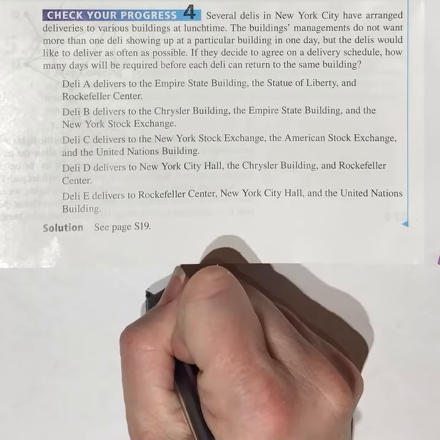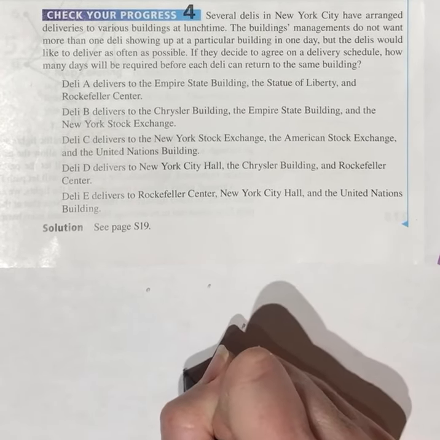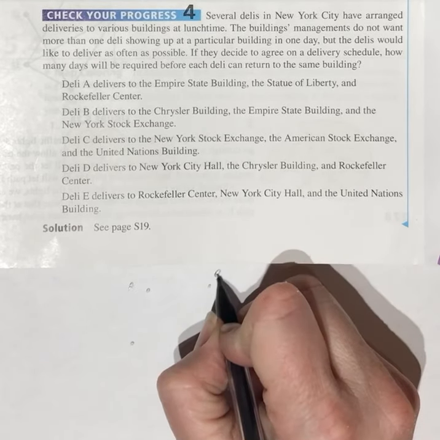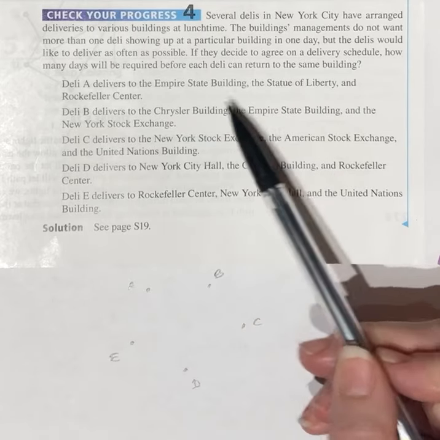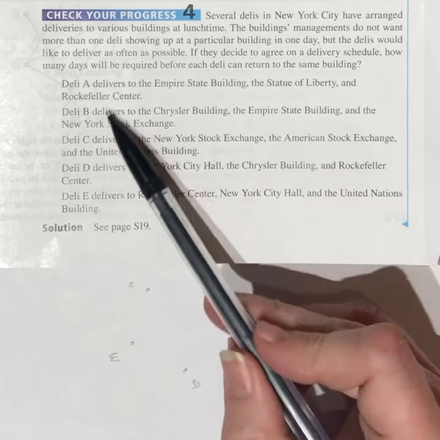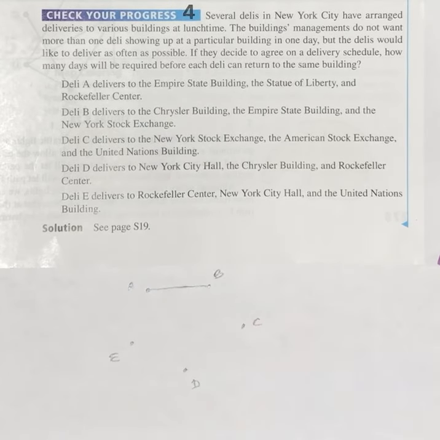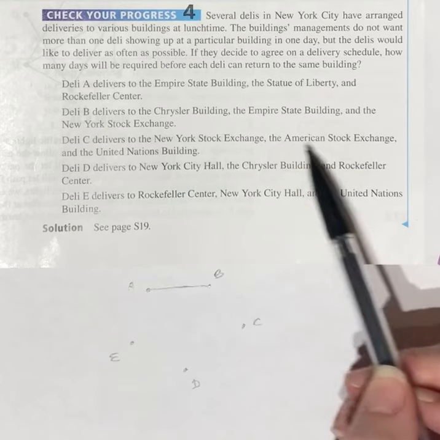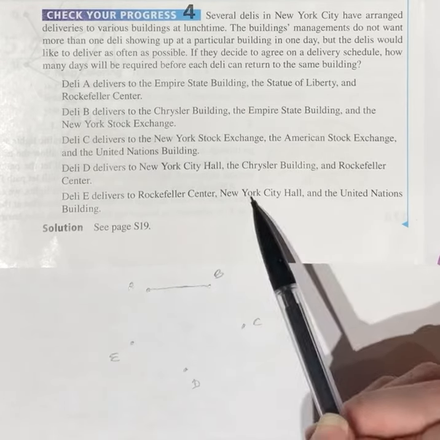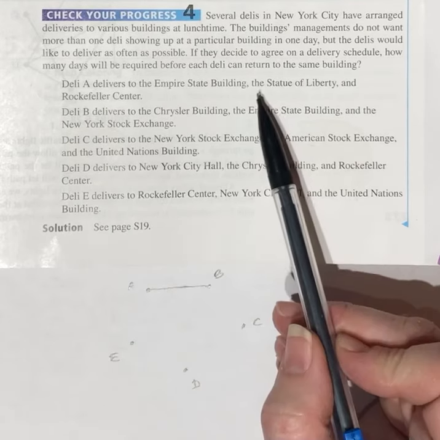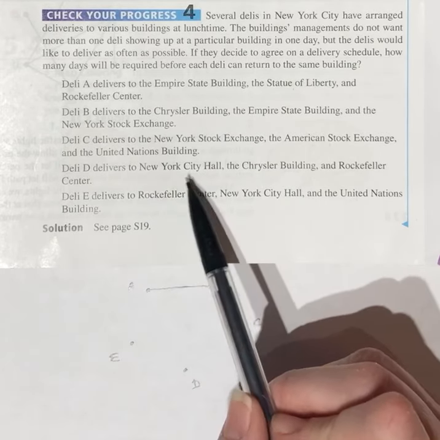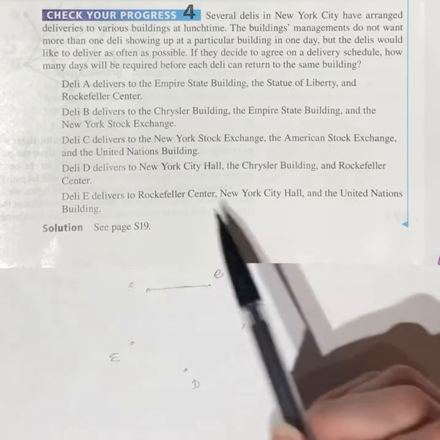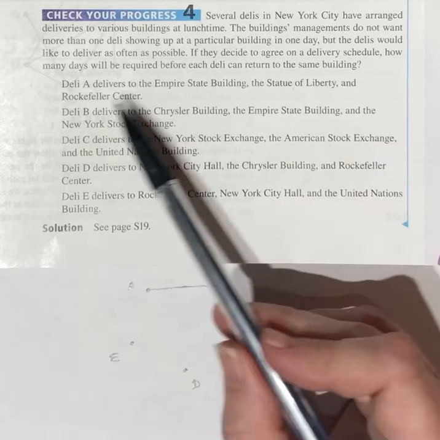So I have delis A, B, C, D, and E. Deli A delivers to the Empire State Building, so I'm going to look for the Empire State Building. So there's a conflict between deli A and B. No more Empire State Buildings. The Statue of Liberty. No Statue of Liberties. And Rockefeller Center.